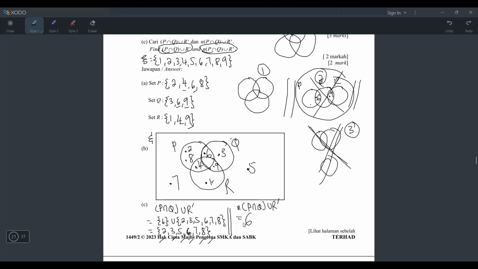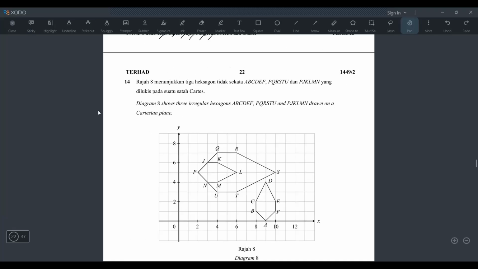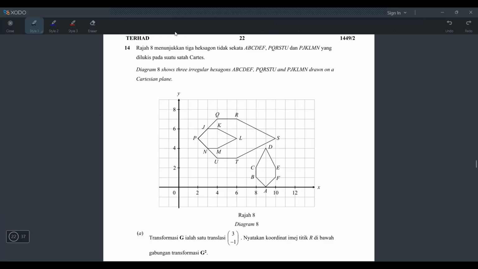But this time don't put the bracket. Number of elements doesn't need the bracket. Only when you write elements do you have to put the bracket and the dot. But when it's number of elements, we don't put the dot in the Venn diagram, and we also don't use curly brackets. So that's how you do it. Very simple. Now let's move on to number 14.